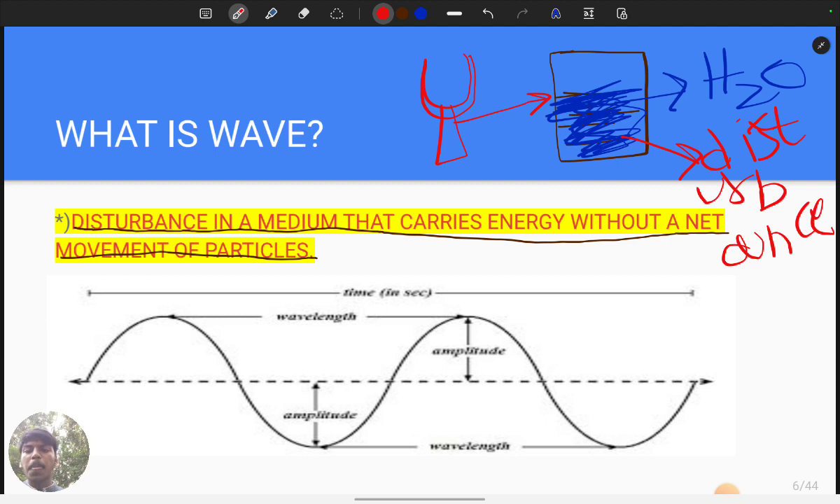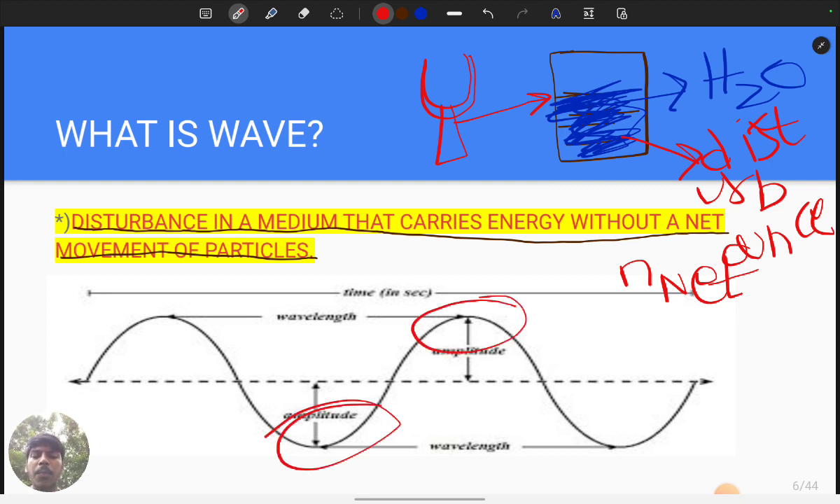So the disturbance carries energy without a net movement of particles. Here the net movement is 0, but the particles are being moved, and it carries energy. This is called a wave. Here you can see these ups and downs. When the wave goes up, it is called a crest.